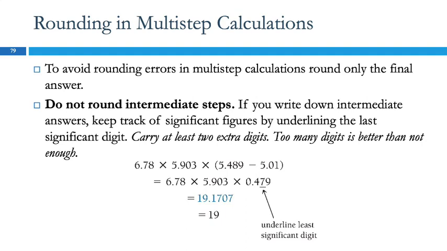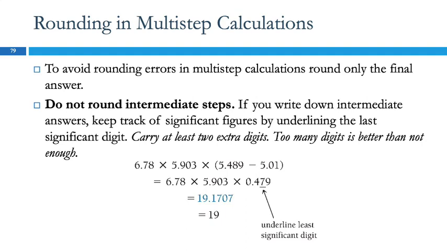Okay, rounding in multi-step calculations. Sometimes we add a couple numbers and then we take the result of that and multiply it by something else and then we might subtract something. We do a lot of different operations, right? We get these intermediate answers. We don't want to round those. Because when we round those, a lot of times it's not going to make any difference in the final answer, but sometimes it does. So what we want to do is keep some extra digits.